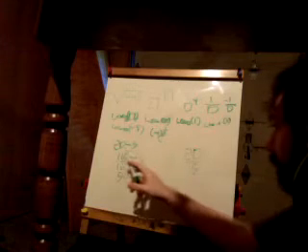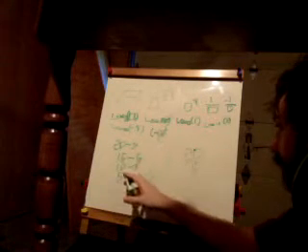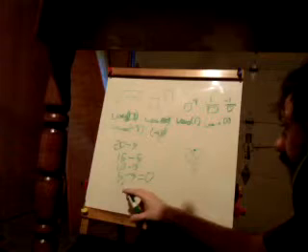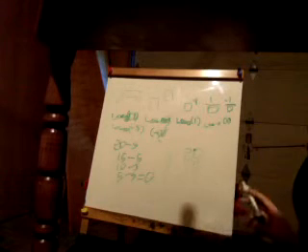20 take away 5 is 15. 15 take away 5 is 10. 10 take away 5 is 5. And 5 take away 5 is 0.